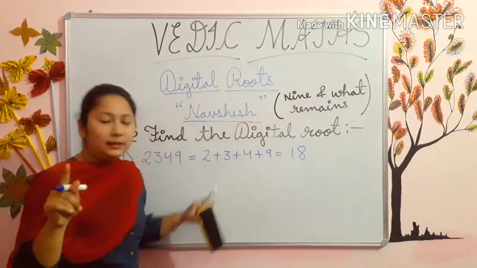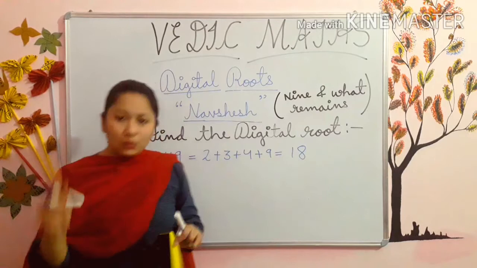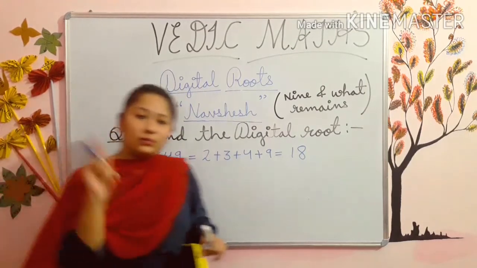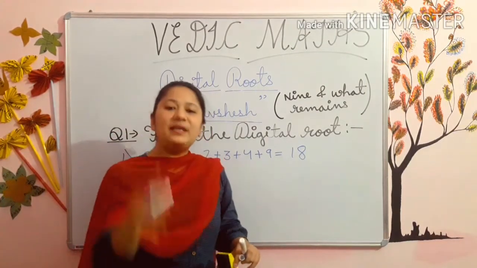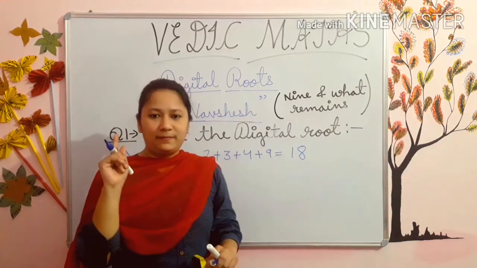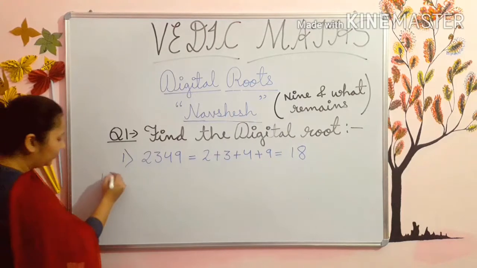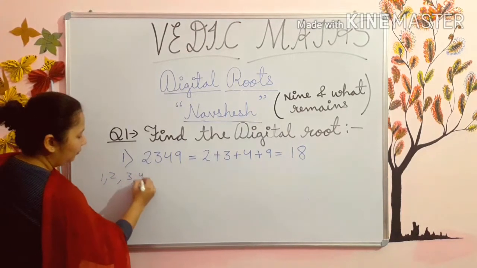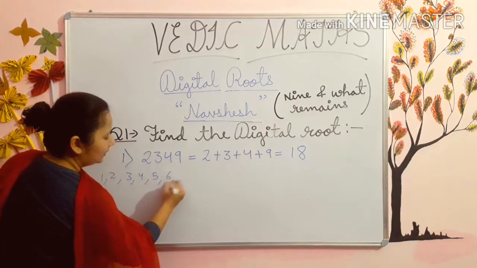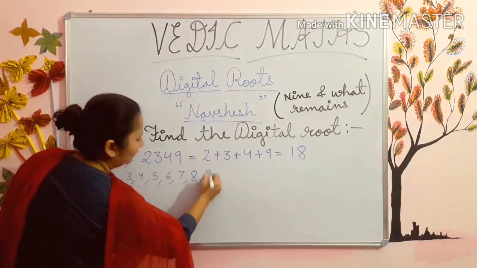Now you will think that this is your digital root. No students. See, digital roots should always be a single digit. Like digital root should be 1, 2, 3, 4, 5, 6, 7, 8, 9.